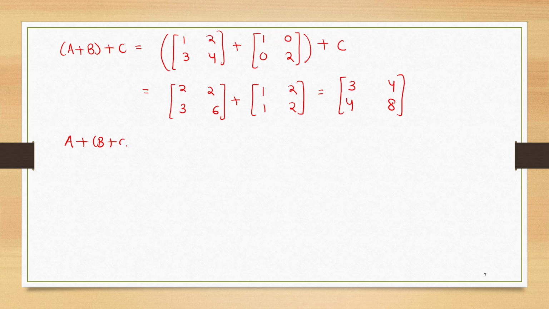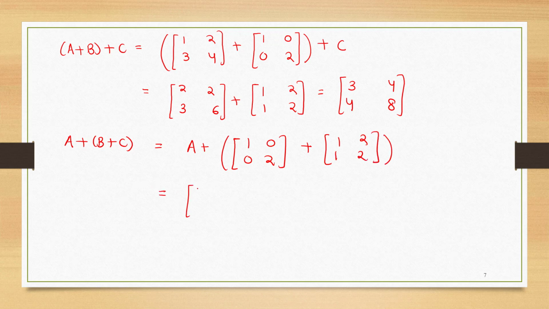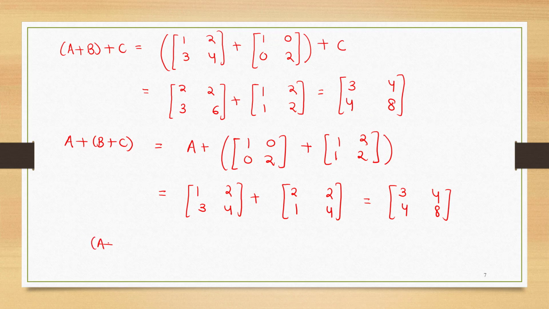A plus B plus C. A as it is. First of all, we have to add B and C. B is 1, 0, 0, 2 plus C is 1, 2, 1, 2. Now we write A. A is 1, 2, 3, 4 plus this will be 1 plus 1, 2, 0 plus 2, 2, 0 plus 1, 1, 2 plus 2, 4. That is 3, 4, 4, 8. See, it is same as this. So we have A plus B plus C is equal to A plus B plus C.